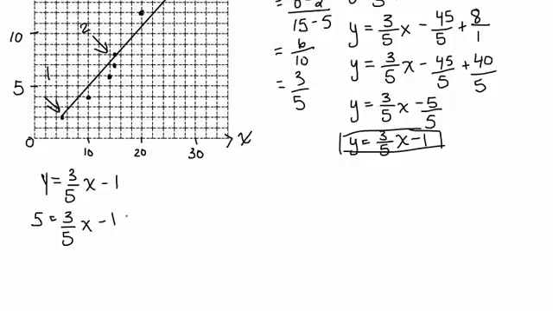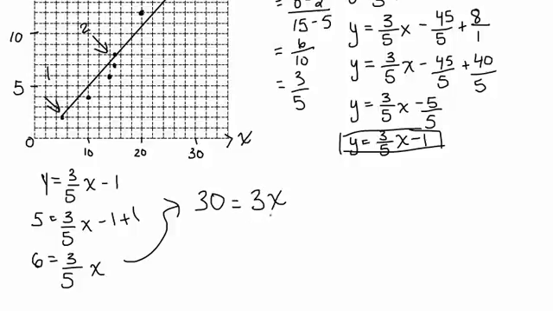First thing we need to do is bring the 1 to the other side. So we add 1 to both sides. Now we can multiply both sides by 5. And then finally we need to divide both sides by 3. Therefore, in order for a player to score 5 points, they must play for 10 minutes.